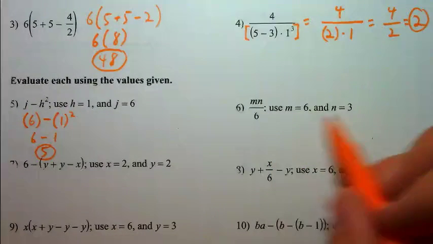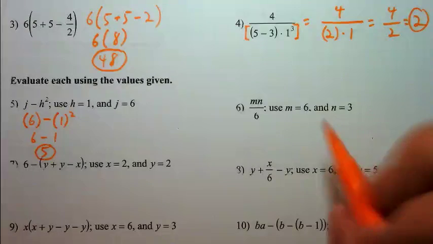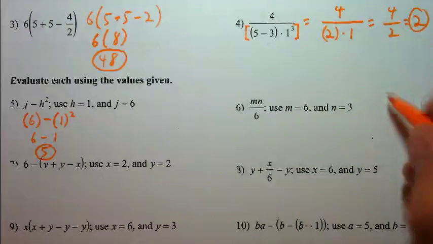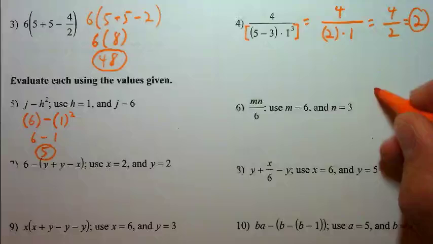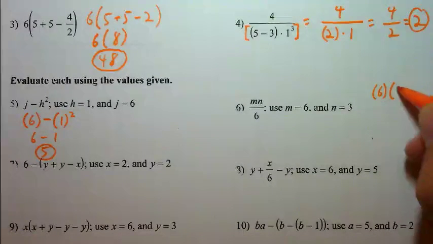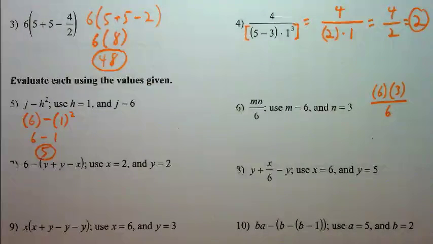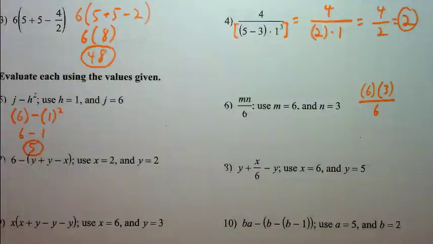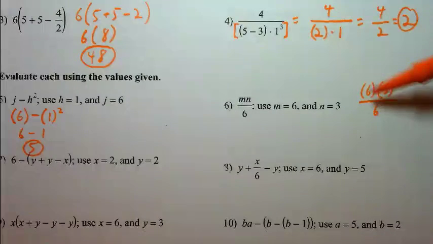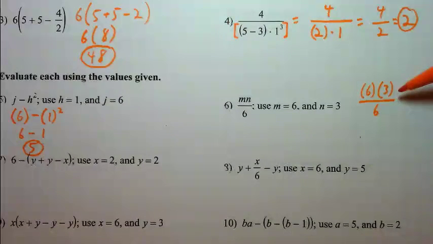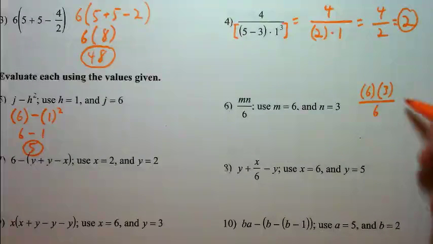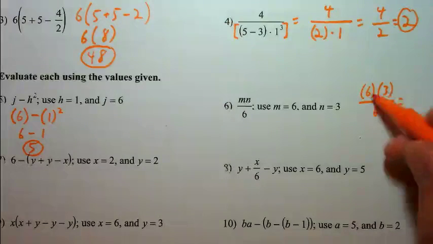On number 6, plugging in a 6 and a 3. 6 goes in for M, and I'm going to rewrite it using my parentheses. So 6 times 3 over 6. Now, I can follow order of operations on this, but I also know properties that allow me to simplify fractions. So you could treat this as one big fraction and just cancel out the 6's, and you'd be left with 3. Again, since we're talking about evaluating, we're talking about order of operations, I'm going to go ahead and show this as order of operations.